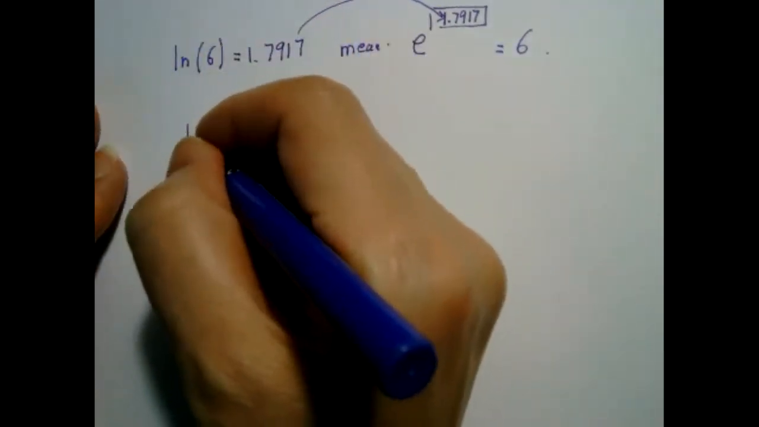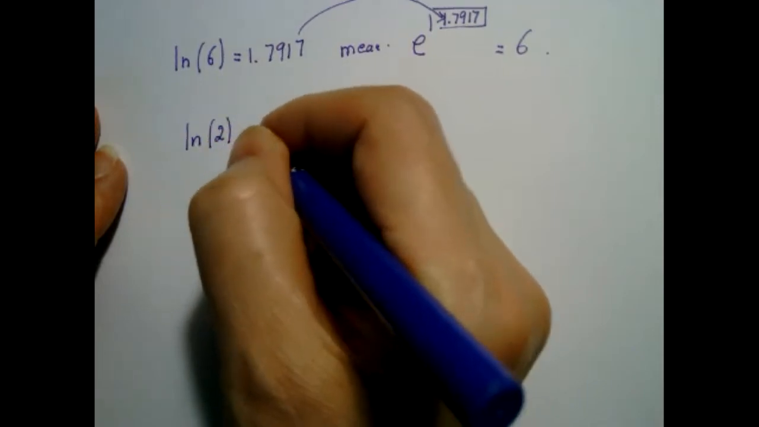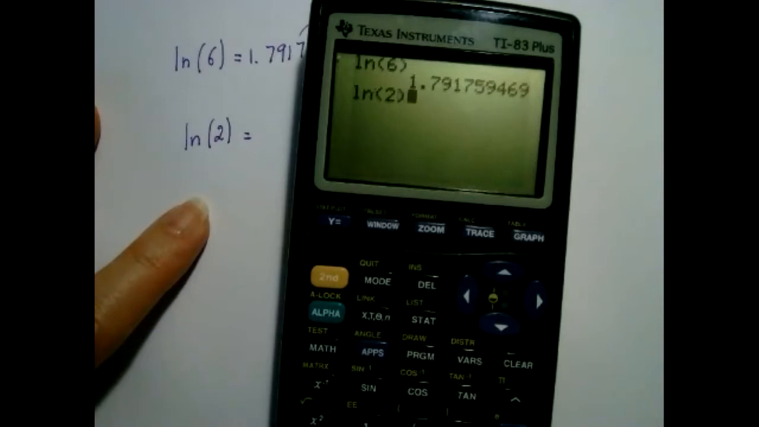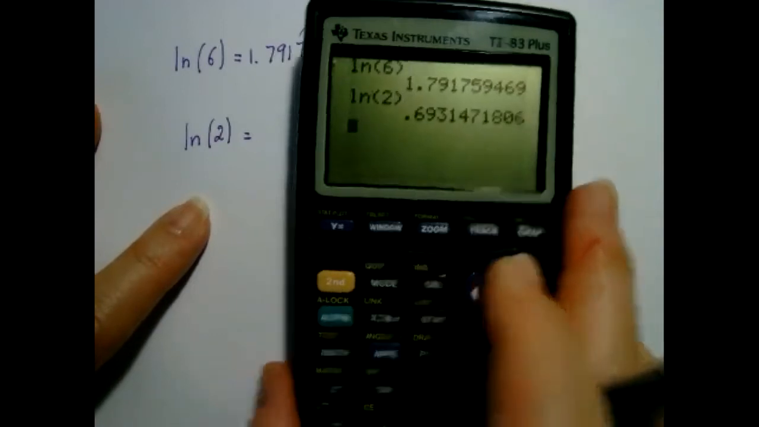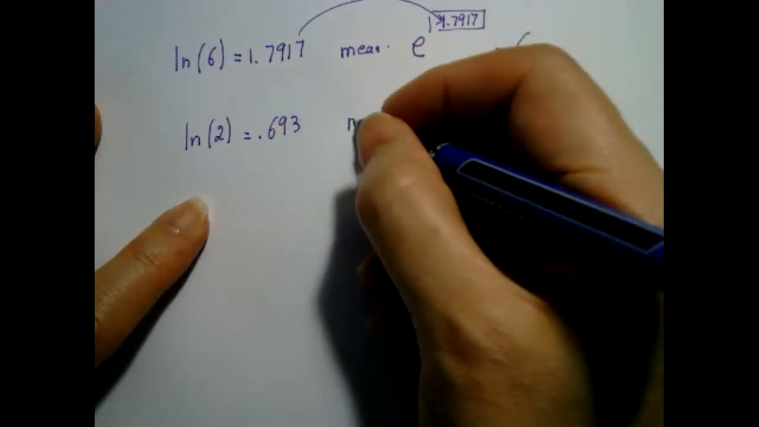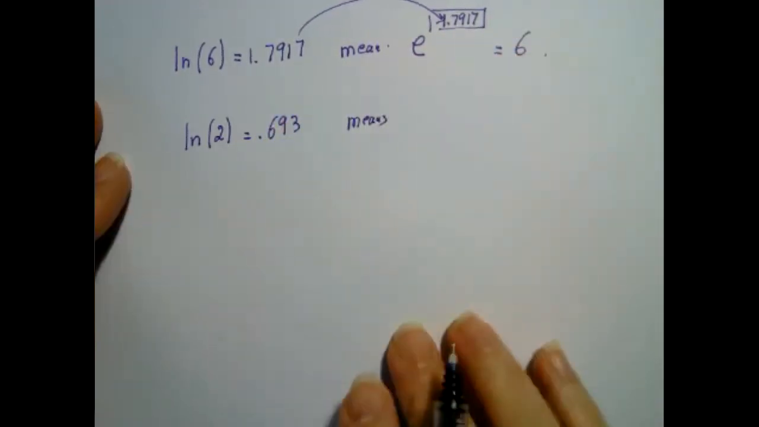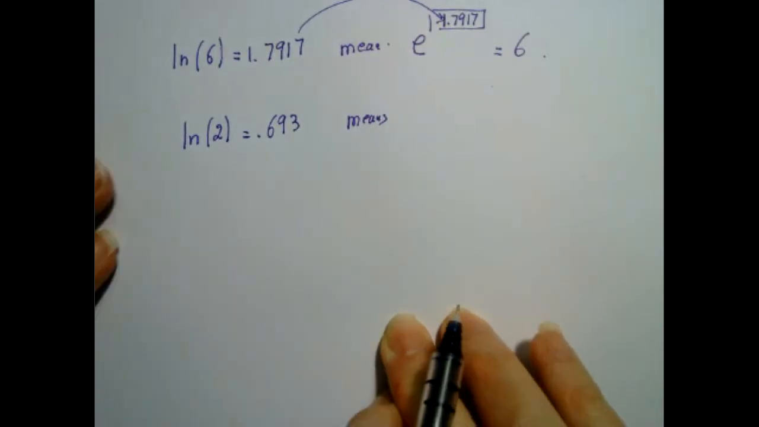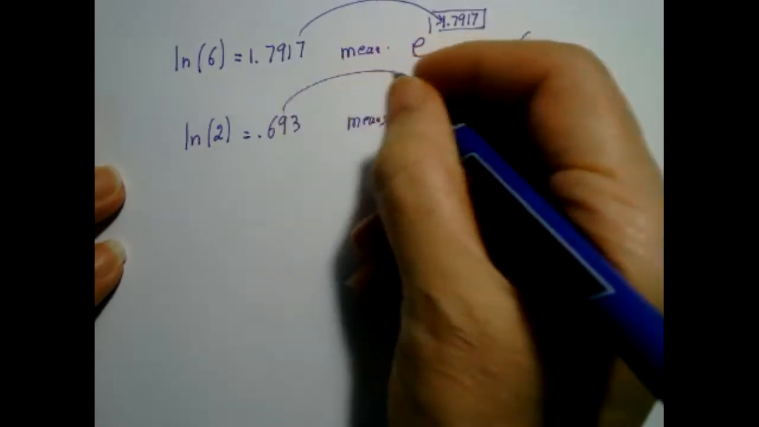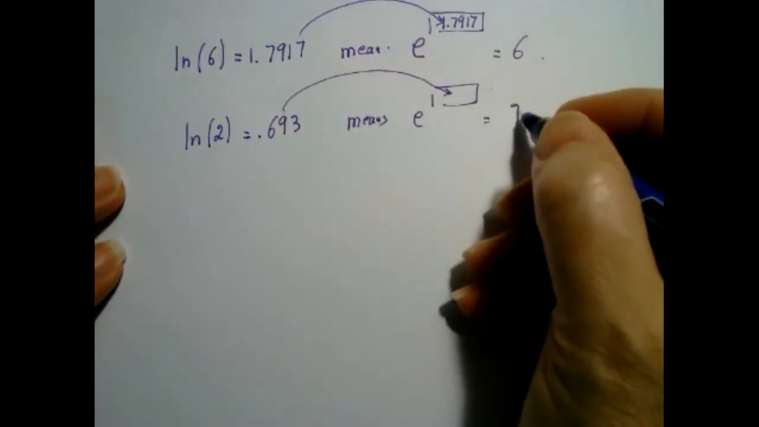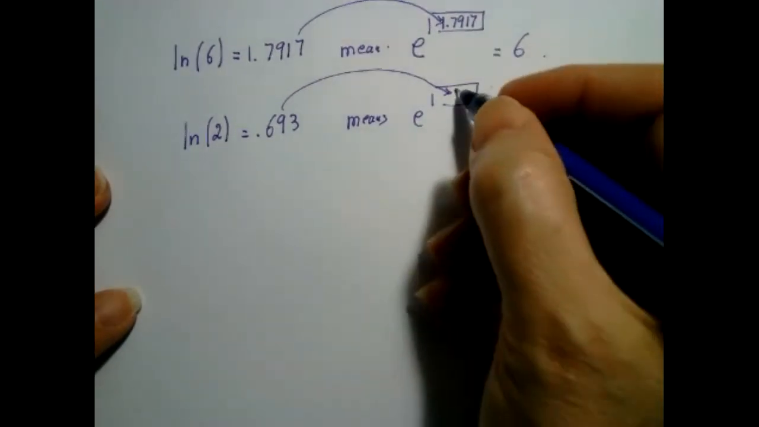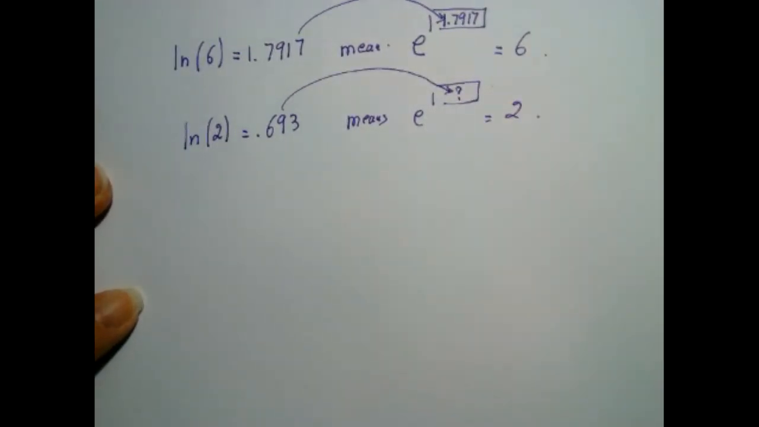Okay, what is ln of 2, and what does it mean? If I plug in ln of 2, I get a number, 0.693. What does this mean to us? It means if I take e to this number, I should get 2 back. So that's really what ln of 2 means: what power I should put here to get 2 back.